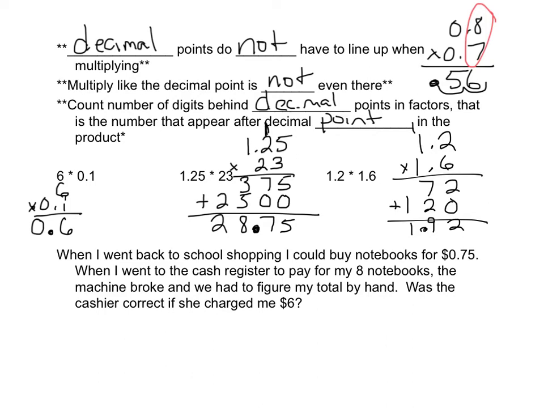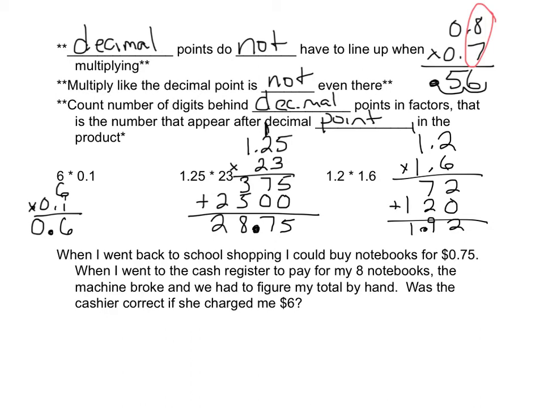When I went back to school shopping, I could buy notebooks for 75 cents. When I went to the cash register to pay for my 8 notebooks, the machine broke and we had to figure my total out by hand. Was the cashier correct if she charged me $6? So why don't you go ahead and figure this problem out on your own and see how you do.